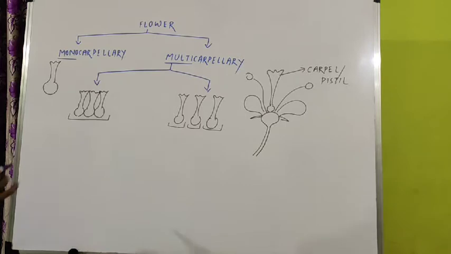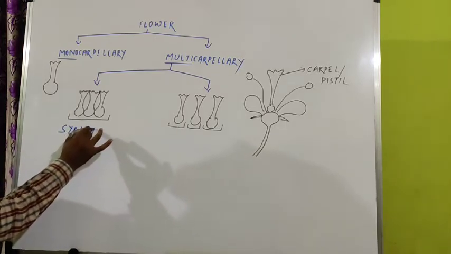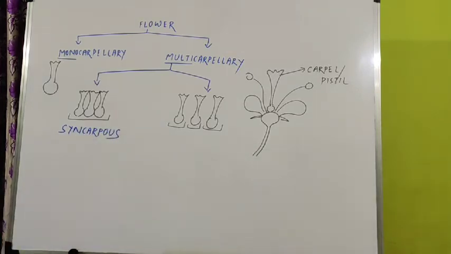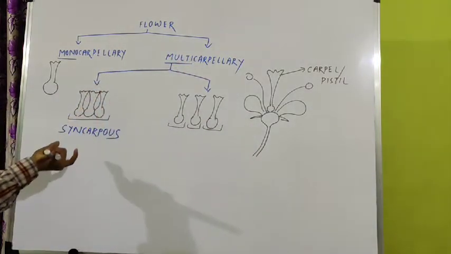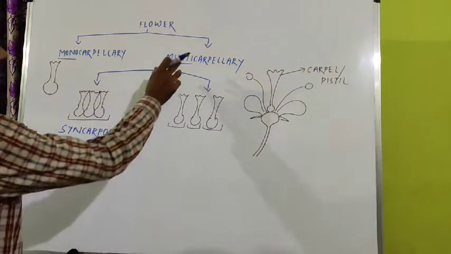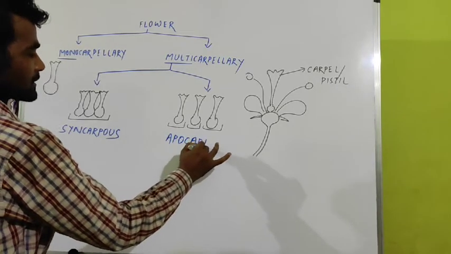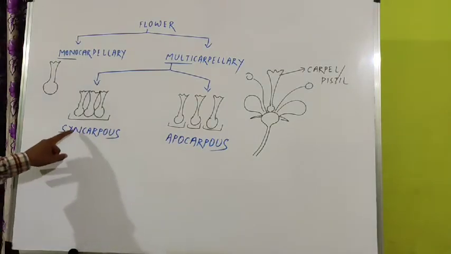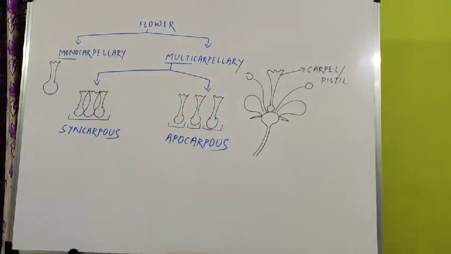When all the carpels are fused, that is called the syncarpous condition. Syncarpous, a very important question. It comes in NEET as well as in your board. What is syncarpous? In a multicarpellary flower, when all the carpels are fused, that is called syncarpous. And in a multicarpellary flower, when all the carpels are free, that is called apocarpous. These two important terms you have to remember. Syncarpous condition, all the carpels are fused. Apocarpous condition, all the carpels are free.